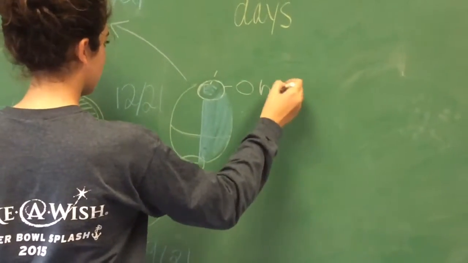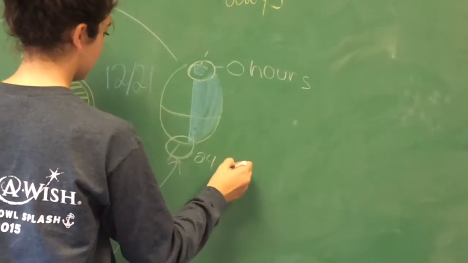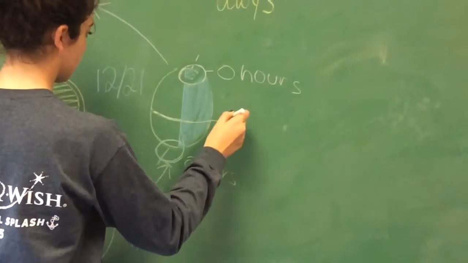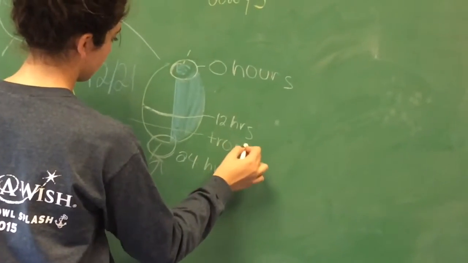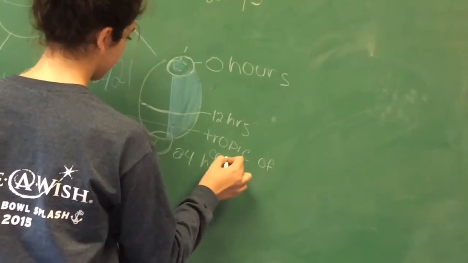On 12/21, the North Pole gets 0 hours of daylight, the South Pole gets 24 hours of daylight, and the equator gets 12 hours of daylight. The Tropic of Capricorn is at 23.5 degrees south and receives direct rays from the sun.